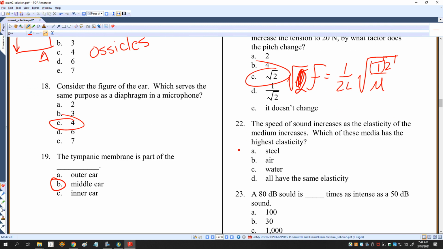The speed of sound increases as the elasticity of the medium increases. That's a true statement. Which of these media has the highest elasticity? All right, remember the elasticity and the speed of sound will increase as I go from gas to liquid to solid. So I'm going to have my solid steel. It has a much higher elasticity and a much higher speed of sound.